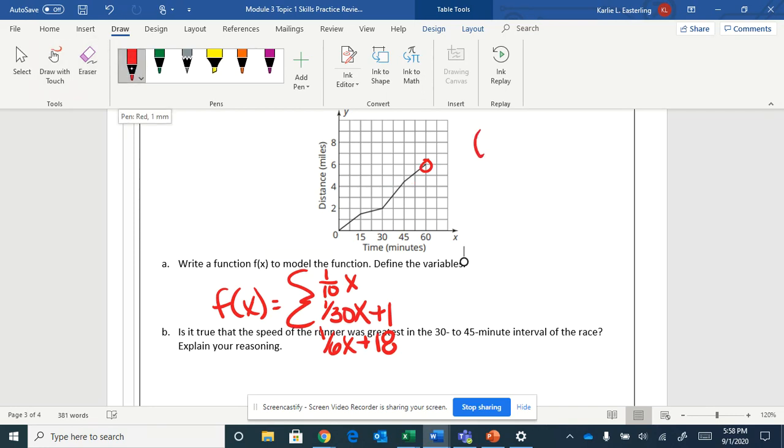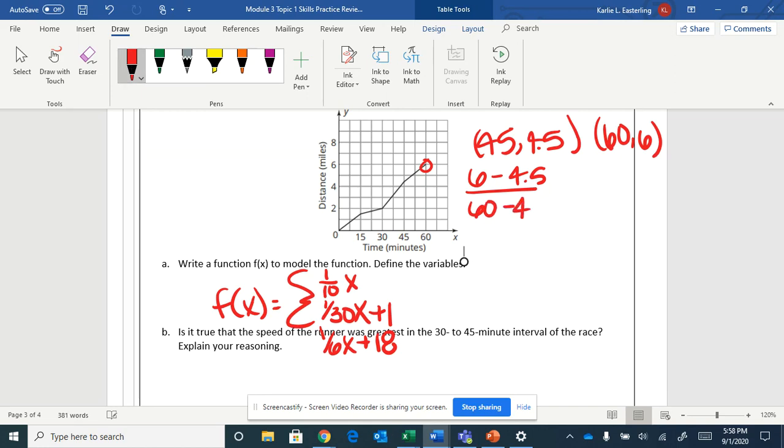That was at 45, and it was 4.5, I believe. Yeah, so 45, 4.5. And that final point is at 60, 6. So y2 minus y1 over x2 minus x1. So that is going to give us 1.5 over 15. And then that simplifies to 1/10. So our slope here is that 1/10 again.